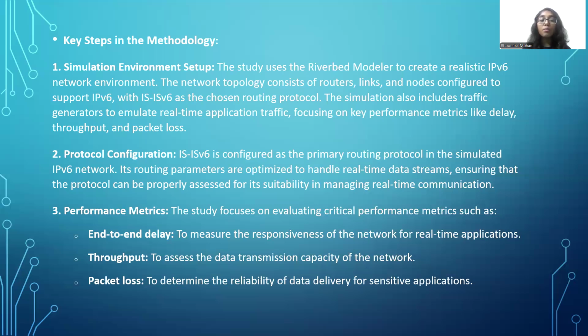The third step is performance metrics. Here, the study focuses on evaluating critical performance metrics. The first one is end-to-end delay, which is used to measure the responsiveness of the network for real-time applications. Another performance metric is throughput, which is used to assess the data transmission capacity of the network. The last one is packet loss, which is used to determine the reliability of data delivery for sensitive applications.